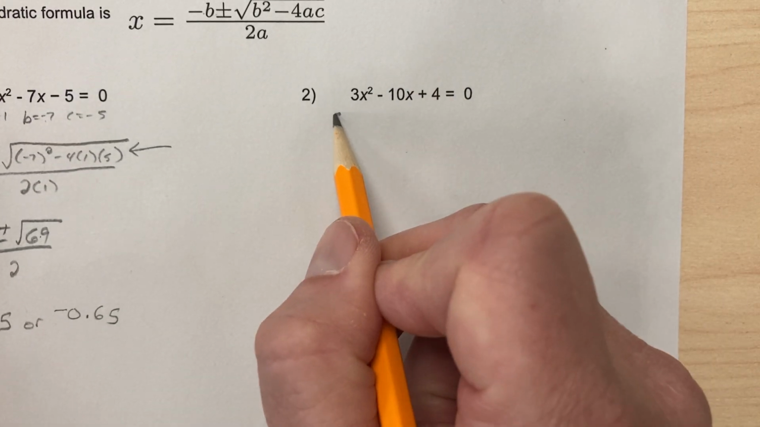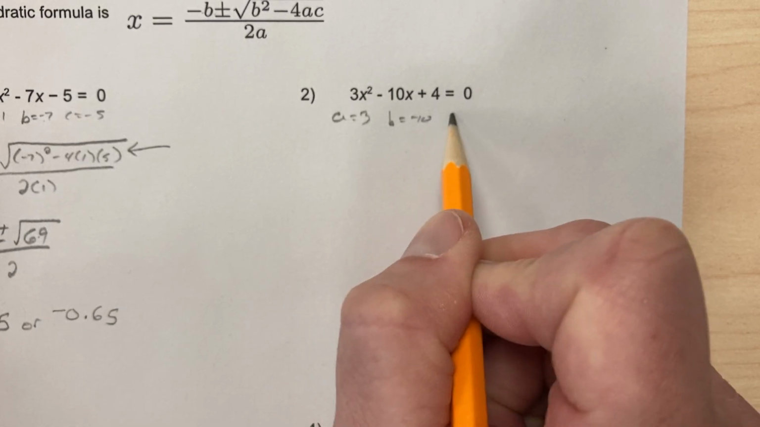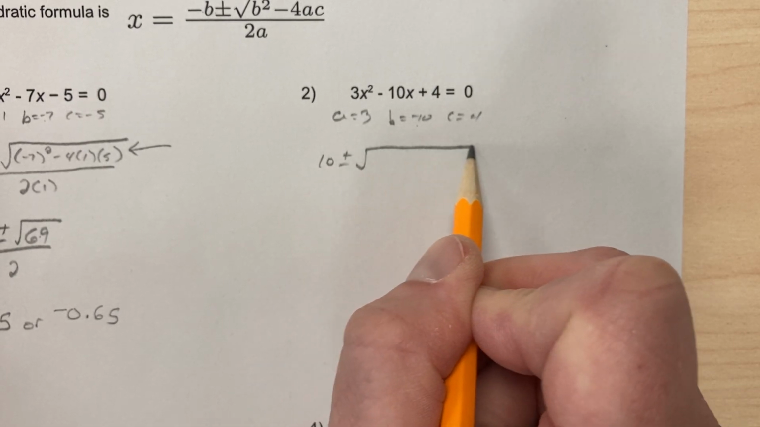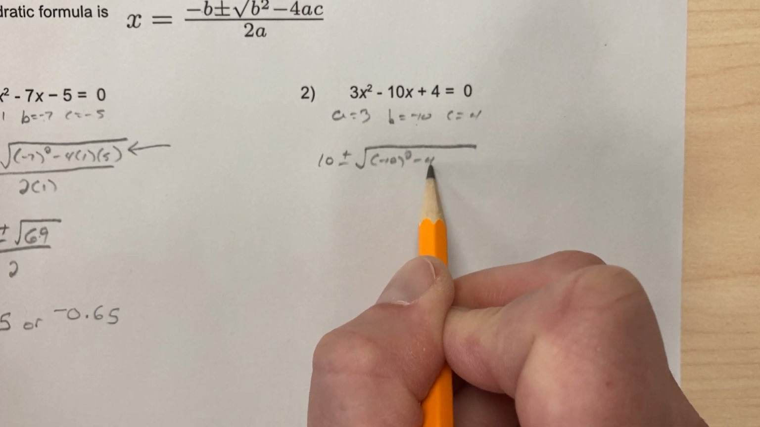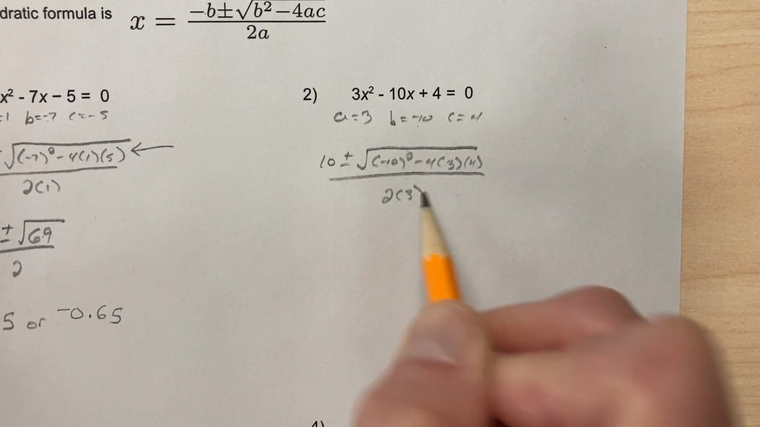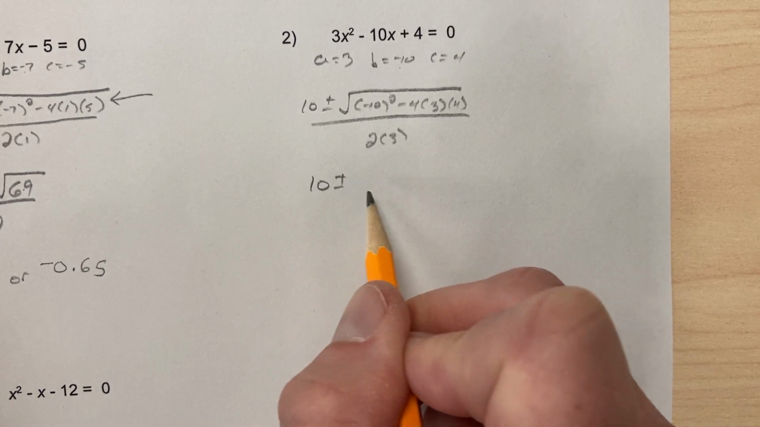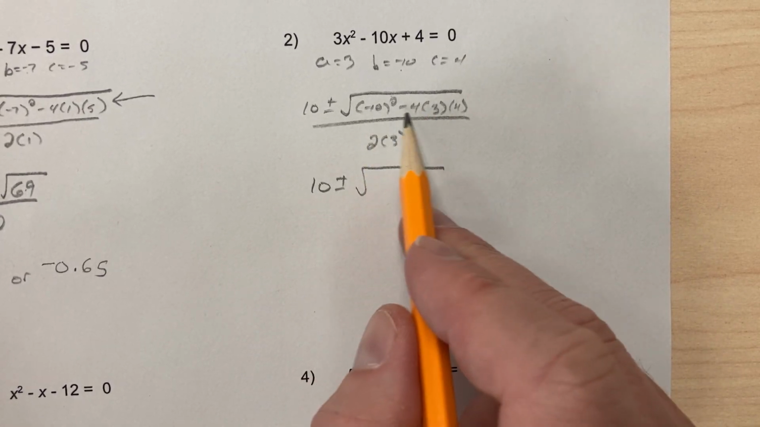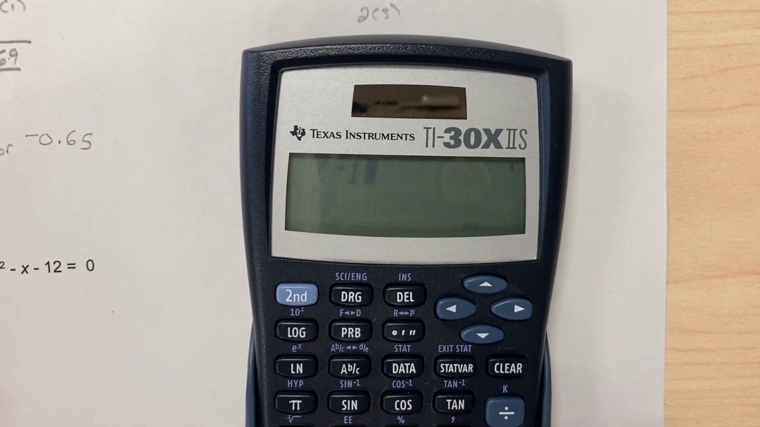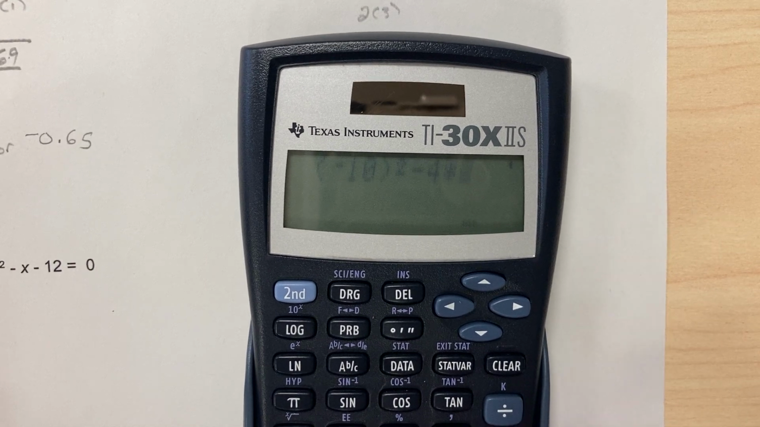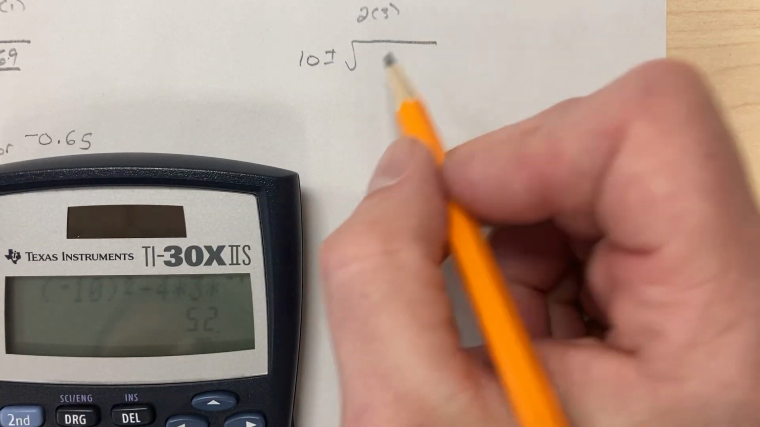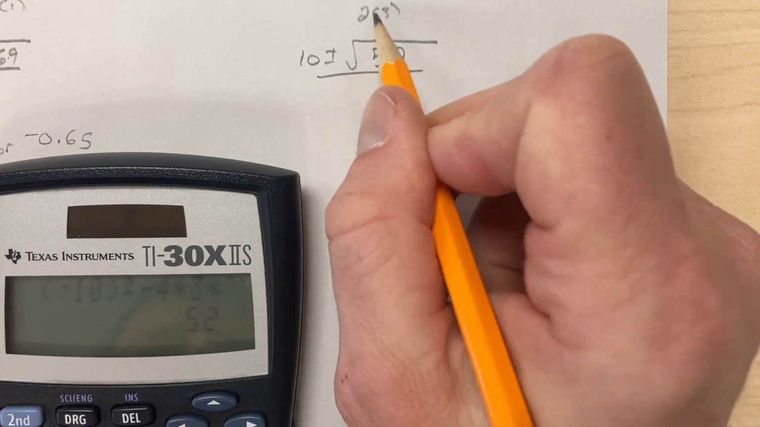So same thing here, A is 3, B is -10, C is 4. We're going to go opposite of B, so 10 plus or minus the square root of -10 squared minus 4 times 3 times 4, all over 2 times 3. All right, so that'll give us 10 plus or minus the square root. Now we do this on the calculator, and again, just on its own, we're going to go -10 squared minus 4 times 3 times 4, and we get 52 for an answer there. All over 2 times 3, which is 6.